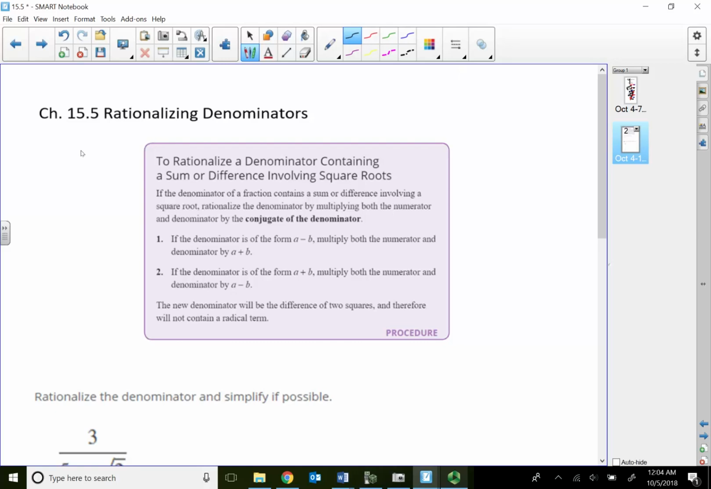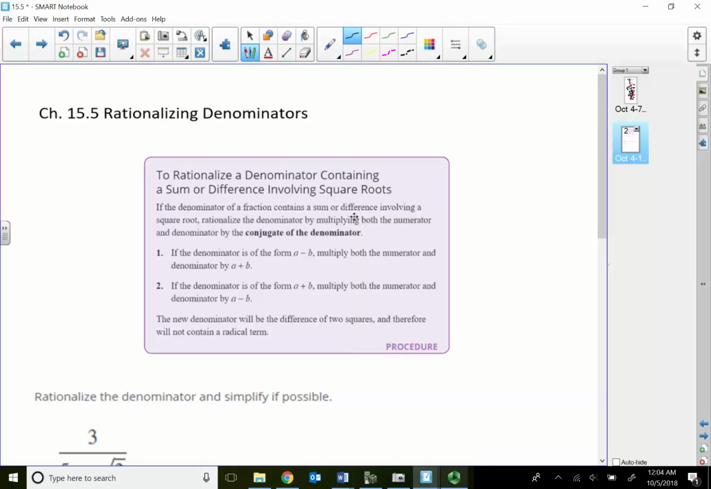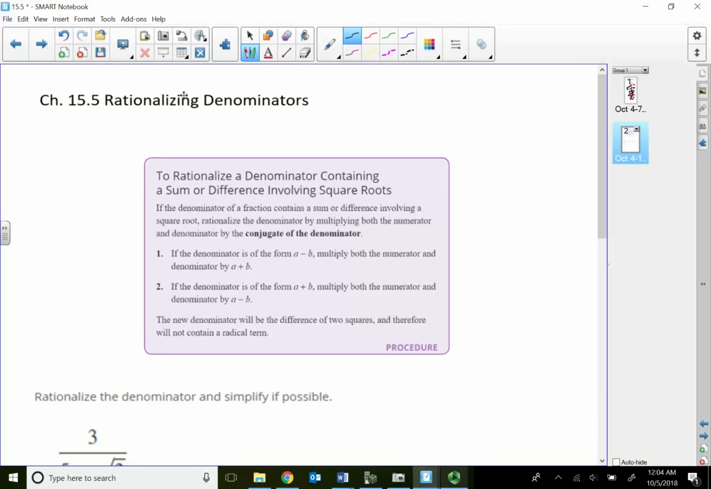Welcome to module 15.5, rationalizing the denominators. So this time, let's take a look at how we can rationalize a denominator with two terms.